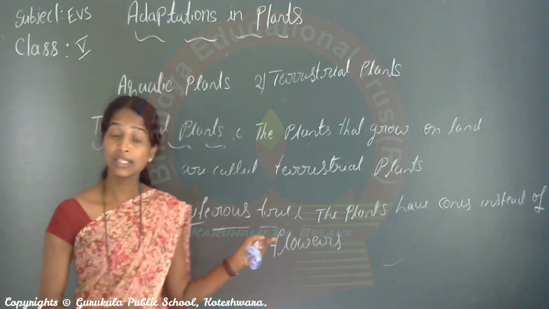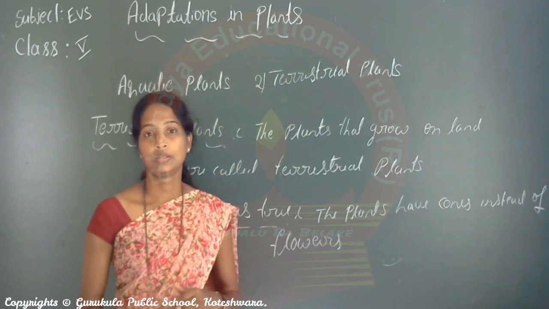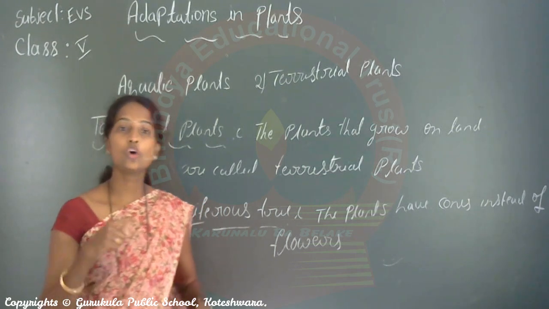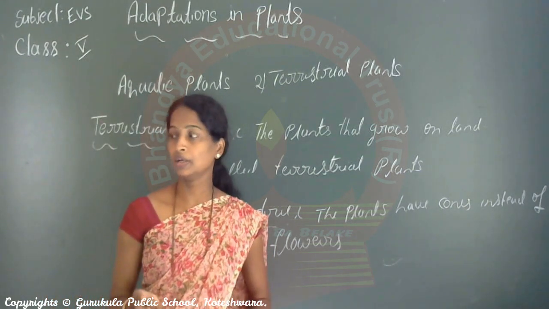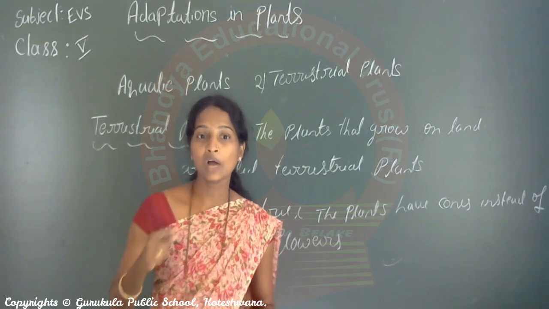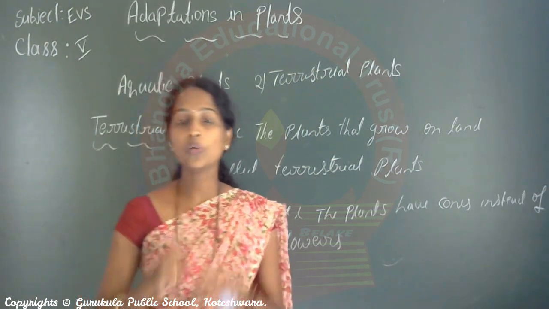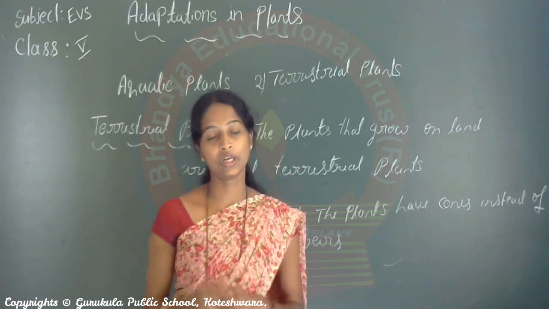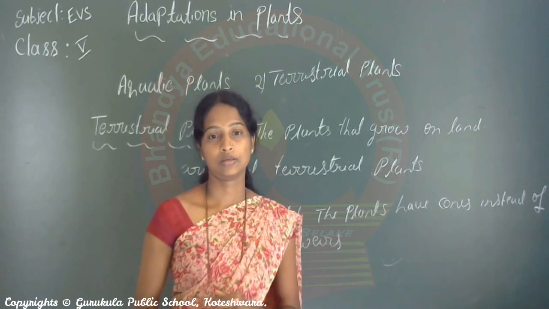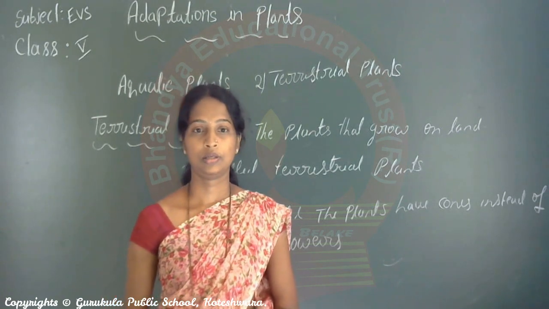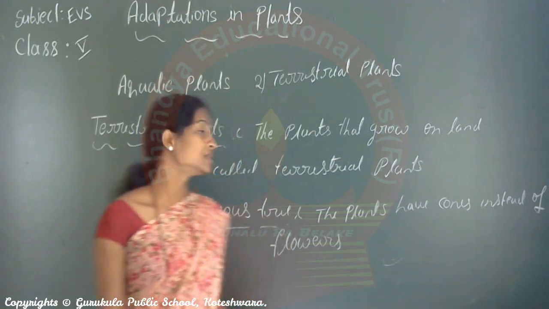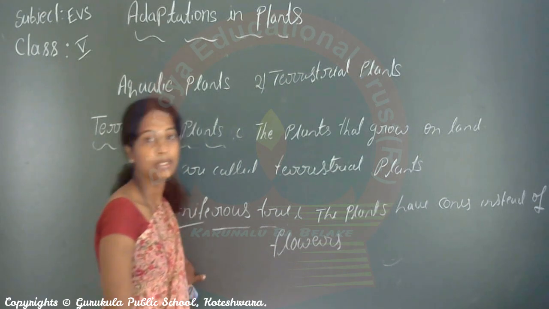What is an evergreen tree? The plants which do not shed their leaves once a year in winter, which have green leaves throughout the year, are called evergreen plants. For example, the coconut tree. Okay. The second one is plants in hilly regions.